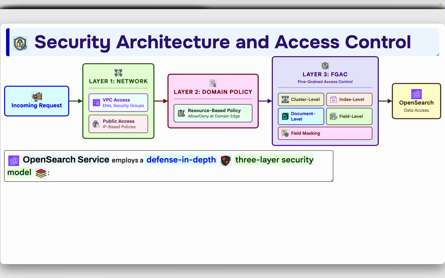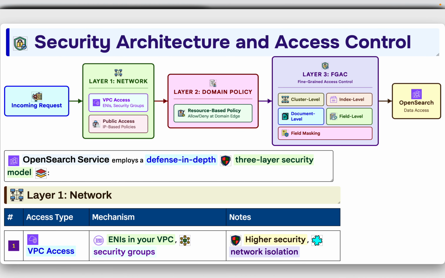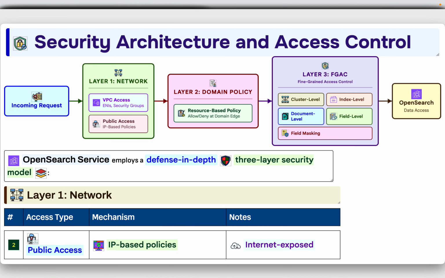So first one, we have the layer 1 network. So here we have VPC access. This access type uses elastic network interfaces in your VPC with security groups. It provides higher security through network isolation. And next one is public access. So this access type uses IP-based policies to control access. Note that it is internet exposed and requires careful security configuration.